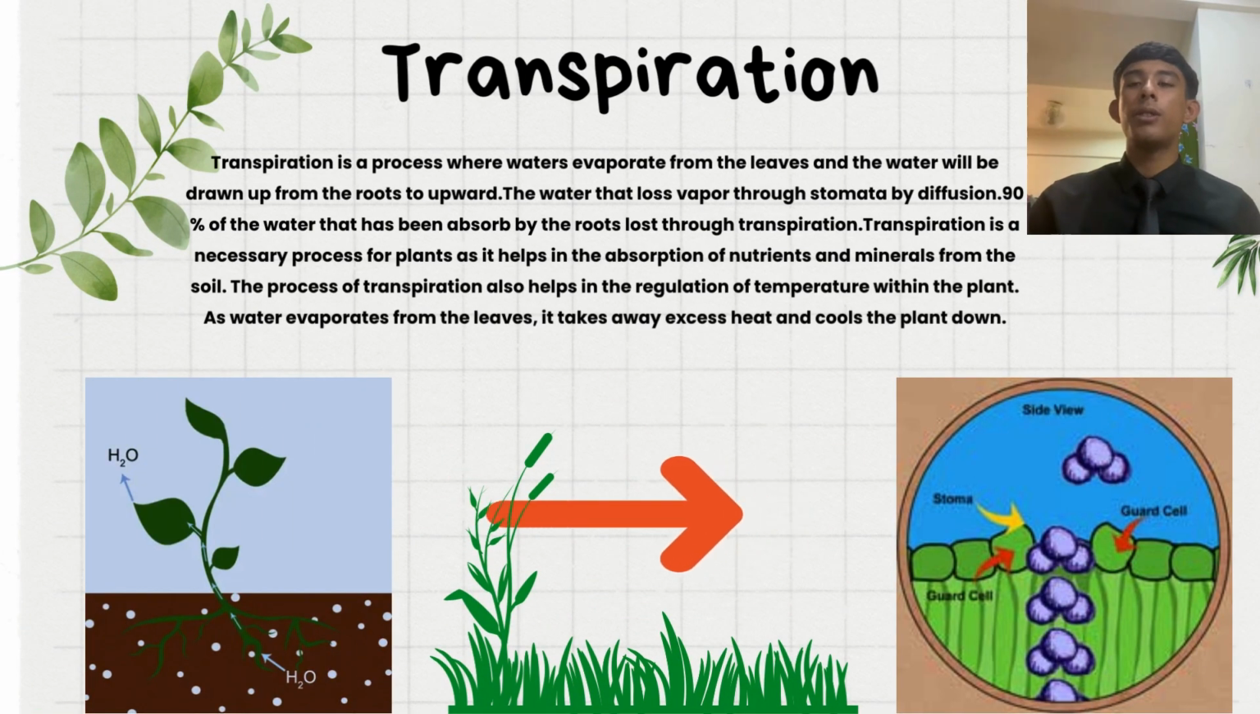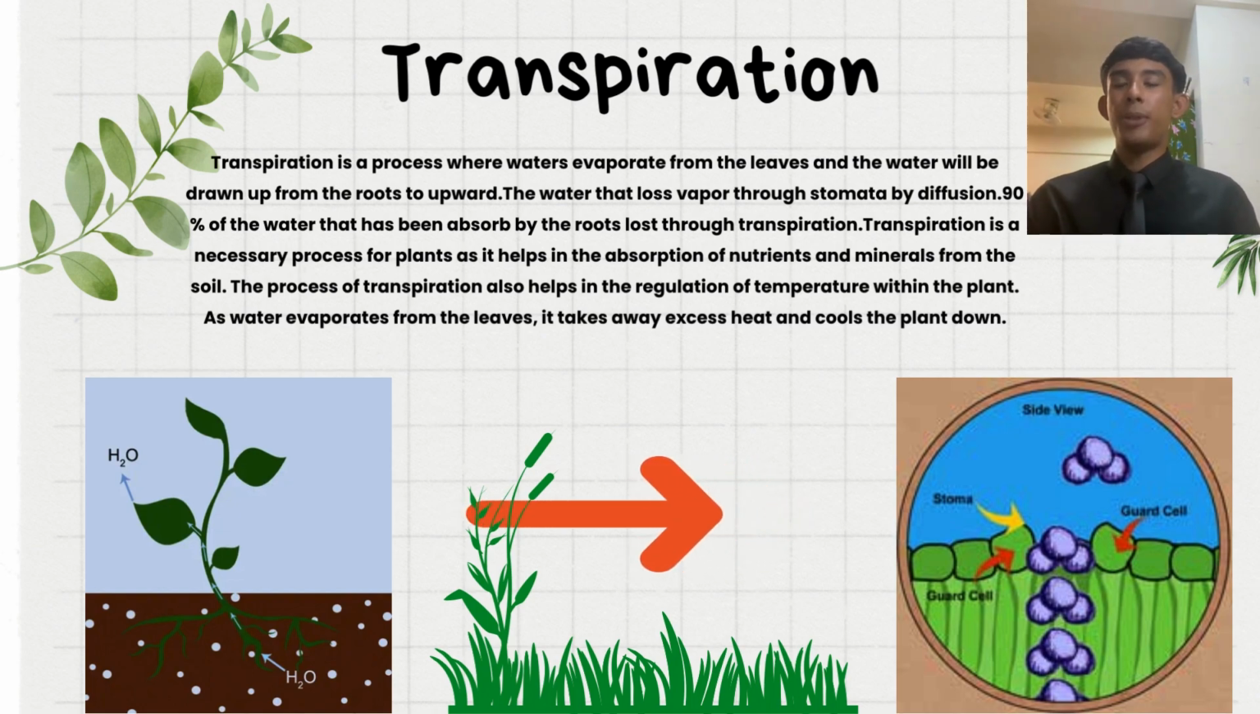The transportation process also needs the transpiration process to make transportation successful. Transpiration is a process where water evaporates from the leaves and water is drawn up from the roots upward. The water is lost as vapor through the stomata by diffusion. 90% of the water that has been absorbed by the roots is lost through transpiration.